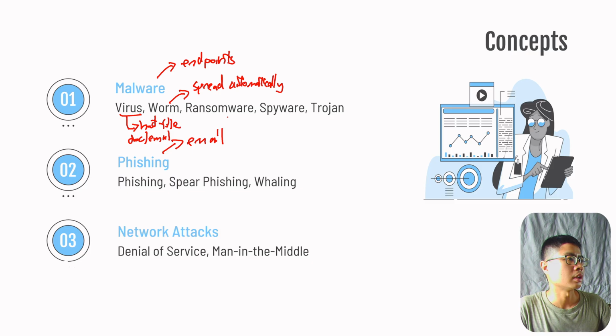And so when you see something that automatically spreads without any user interaction, most likely it is a worm itself. Okay, when we look at ransomware, what ransomware does is encrypt the user's files. Normally it's documents, and then it will demand a ransom payment in order to provide the key to decrypt the files.